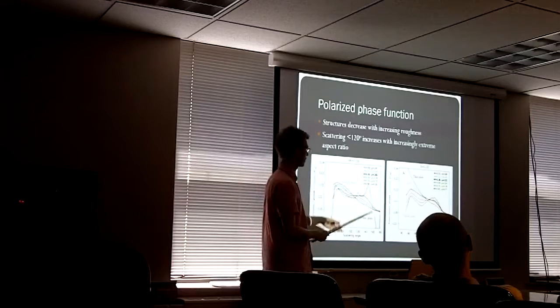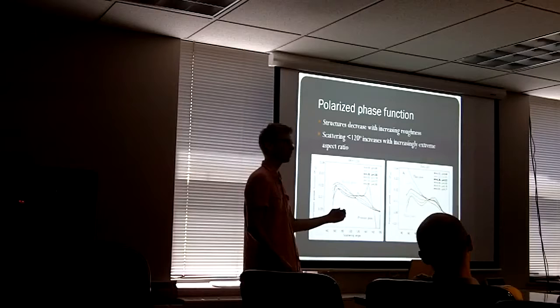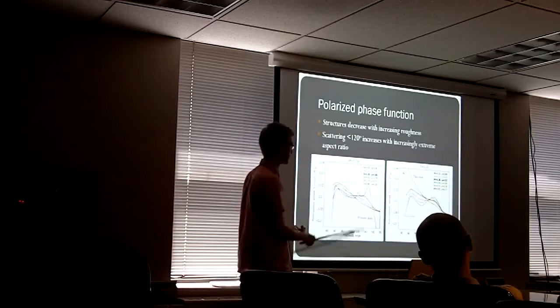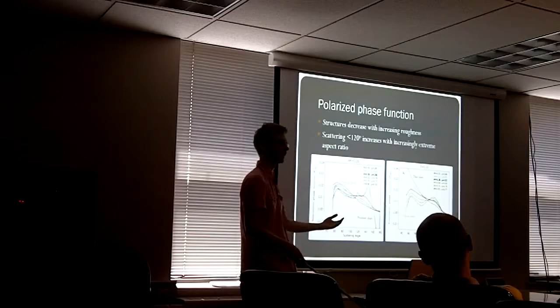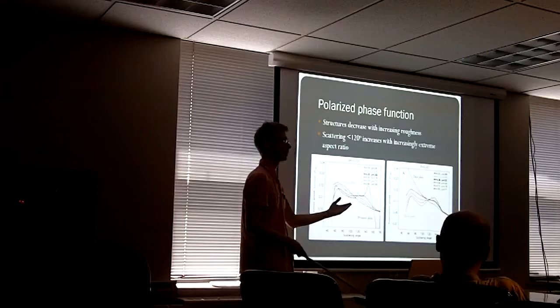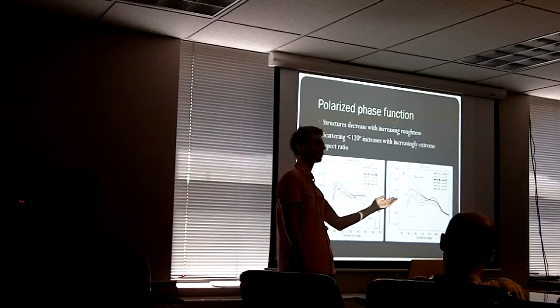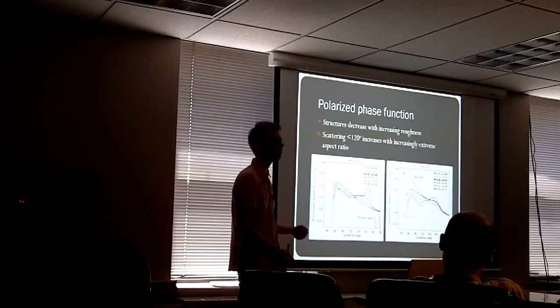These black lines are for very pristine particles, so no distortion. And then if you add distortion, you see that these features basically go away. So because you see hardly any features in nature, then you know that roughened ice is dominant.